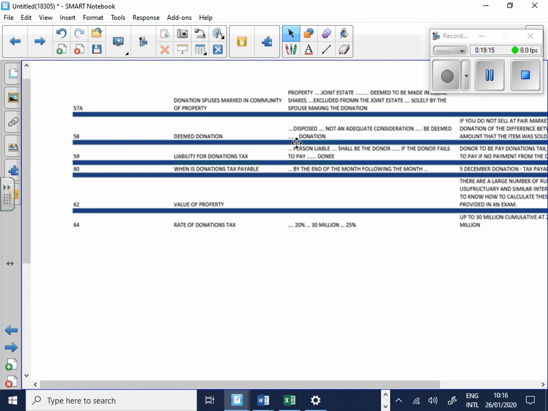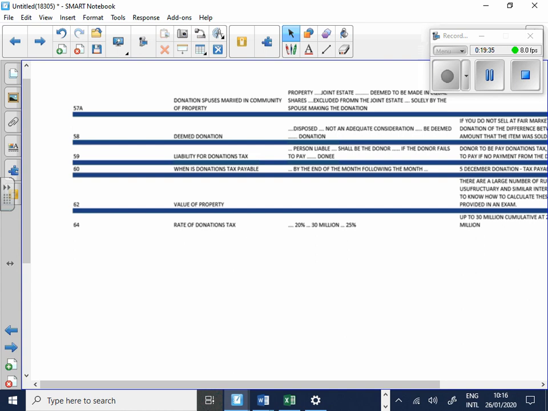So I don't think you need to highlight that whole big section. I just think you need to highlight keywords. And that's why I've done it this way. Everybody comfortable with that? And then I've got there next to it, it says if you do not sell at fair market value, the difference between the fair market value and the amount that the person paid for it will be deemed to be a donation. You guys comfortable with that? So first requirement, guys, there needs to be a donation as defined, okay?